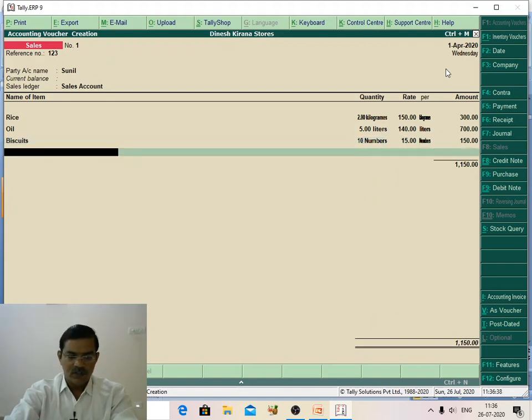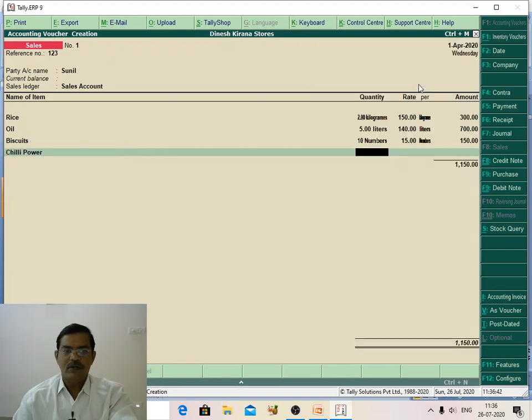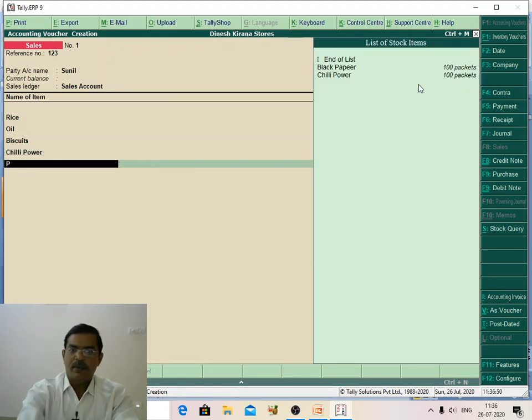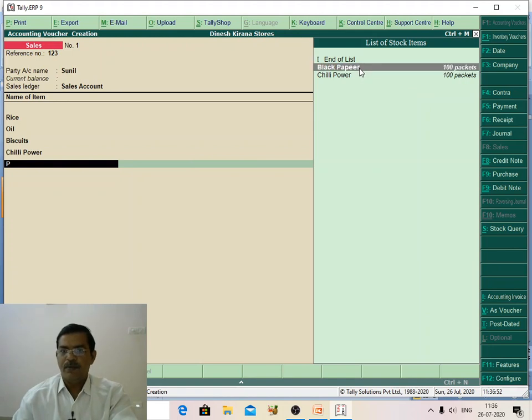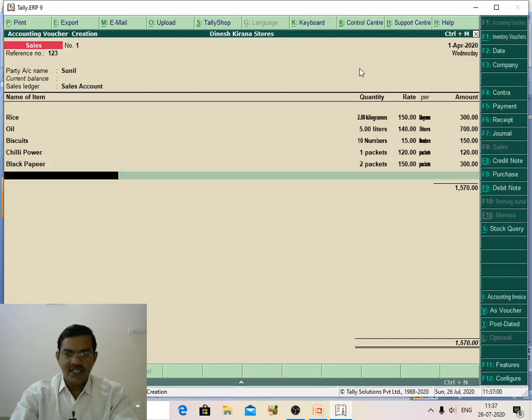And also he wants to buy some chili powder. The cost of 1 chili powder is 120. Okay. He wants to buy black pepper. 100 quantities are available in the store. He wants to buy 2. It is also 150 rupees. So this is the item invoice mode to post the transaction.